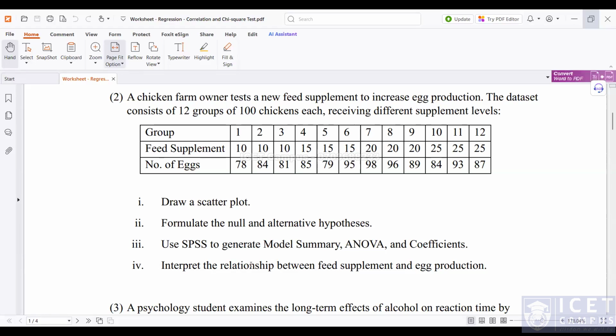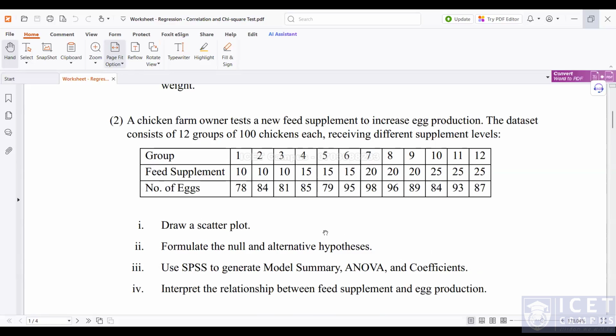Draw a scatter plot. Again, you have to draw a scatter plot. Formulate the null and the alternative hypothesis. Use SPSS to generate the model summary and ANOVA coefficients for those. So then, therefore, we can write here: there is no relationship between the feed supplement and number of eggs. That should be the null hypothesis.